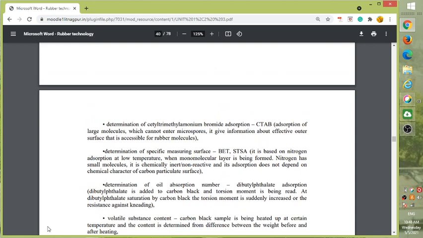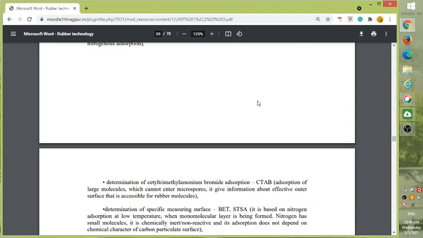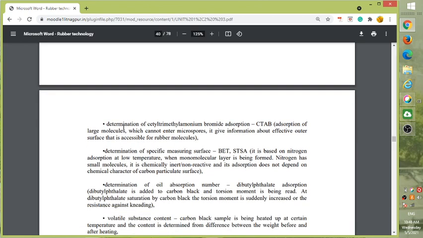So now you have to do all these tests. Carbon black testing also covers the following methods. You have to know everything: determination of iodine absorption number. Iodine number indicates the milligrams of iodine that are absorbed on the surface of 1 gram of carbon black. By number, iodine number is equal in usual furnace carbon black to their specific surface determined by nitrogen absorption. Then absorption of large molecules which cannot enter micropores.